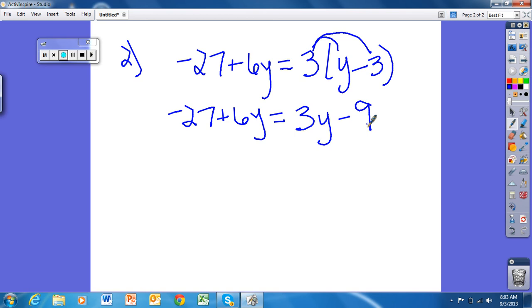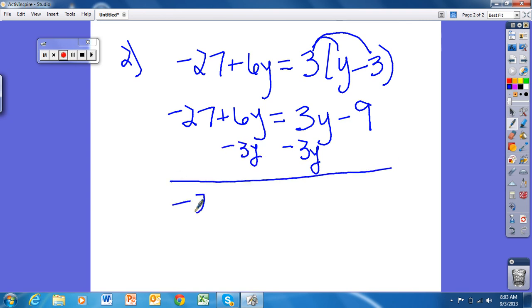So now we have a constant and a variable on one side and a variable and a constant on the other. We need to get all of our variables to one side and all of our numbers to the other. Personally, my preference is to move the smaller variable. So here we have a positive 6. Here we have a positive 3. I'm going to subtract 3y from both sides. I like to do the variables first. I don't know why, it's just a preference. You could do the numbers first if you want, but I prefer the variables.